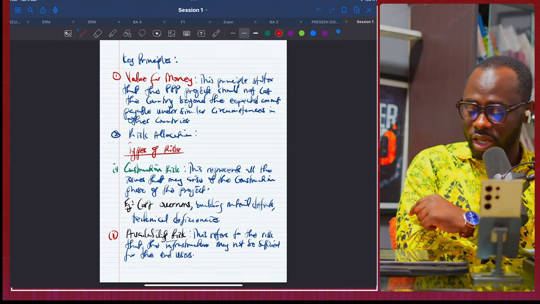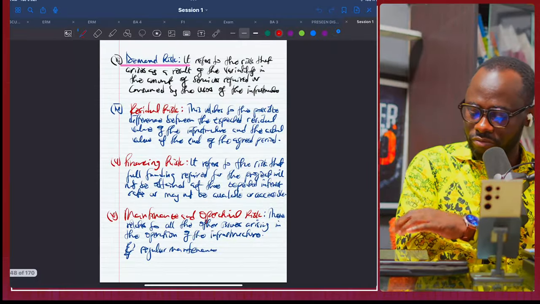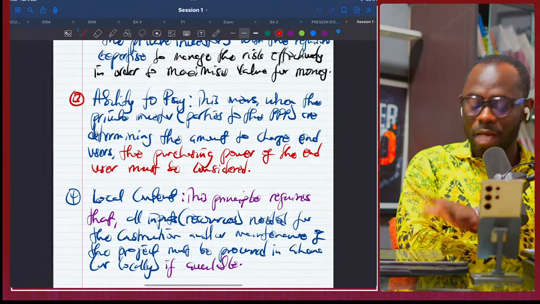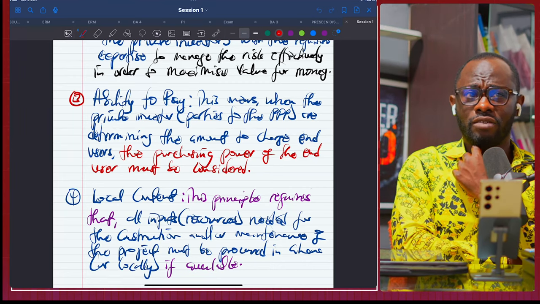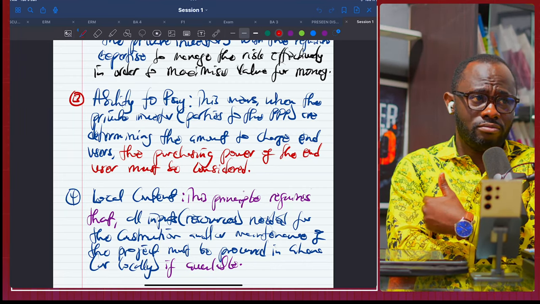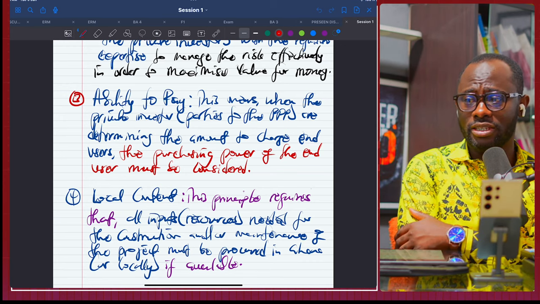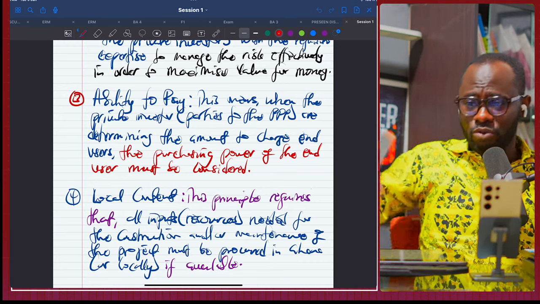We have value for money. We have risk allocation. What else do we have? Ability to pay. We've explained this over and over again: if the private investor is going to be getting his money back, then he will charge the people.